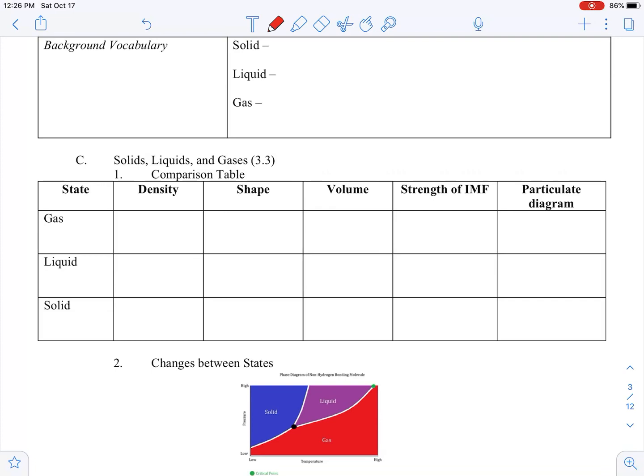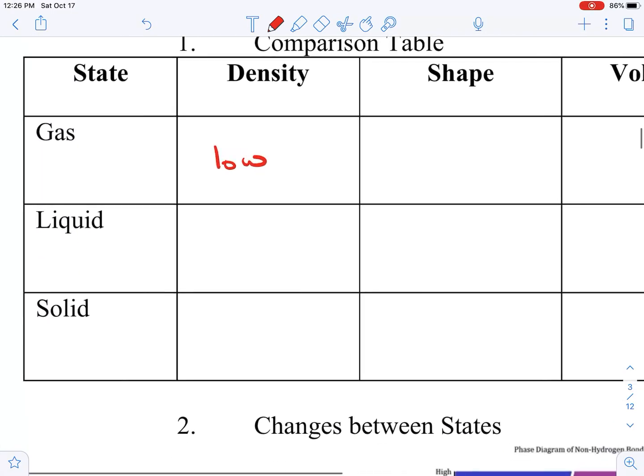For gases, their density is going to be very, very low, right? Our density of a gas will be very, very low. In fact, most of the time the density of a gas is measured in grams per liter, which is going to be really, really small.